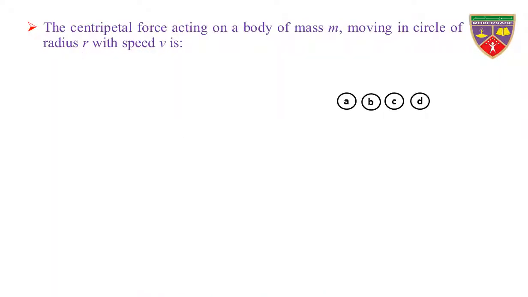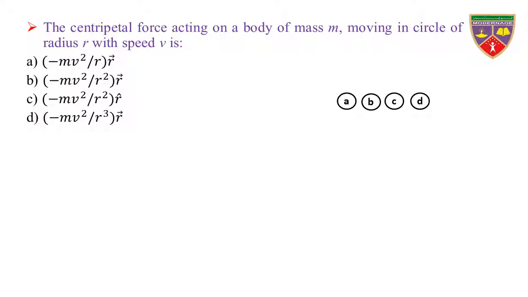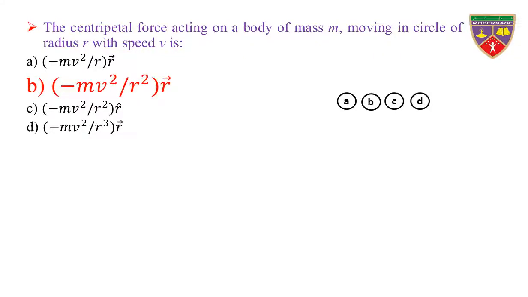The centripetal force acting on a body of mass m moving in a circle of radius r with speed v is: option A, minus mv square divided by r into r vector; option B, minus mv square divided by r square into r vector; option C, minus mv square divided by r square into r unit vector; option D, minus mv square divided by r cube into r vector. The key is minus mv square divided by r square into r vector. Therefore, the correct option is B.